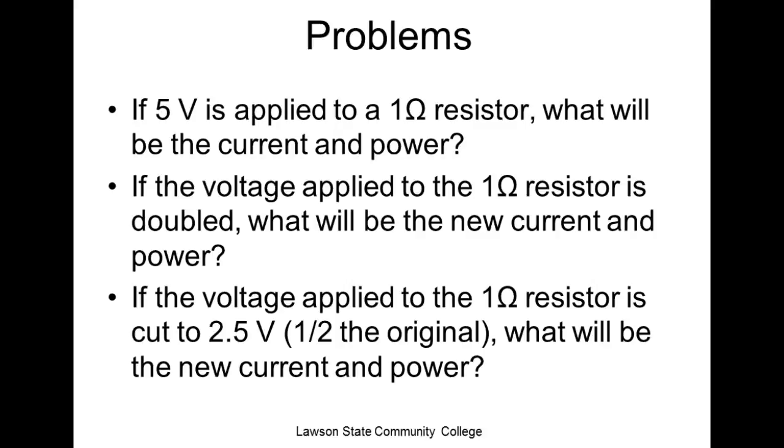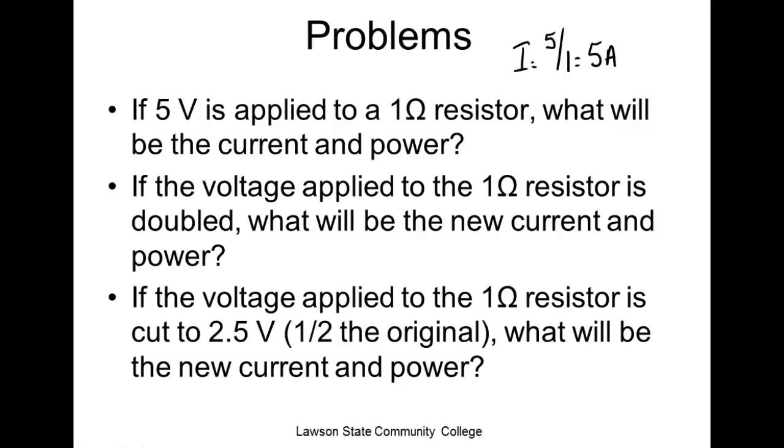If 5 volts is applied to a 5 ohm resistor, what will the current be? So we'll come over here and we'll say, okay, 5 volts, 5 ohms. I would be equal to V over R. So that's going to be 1 amp. We can do that in our head, right?